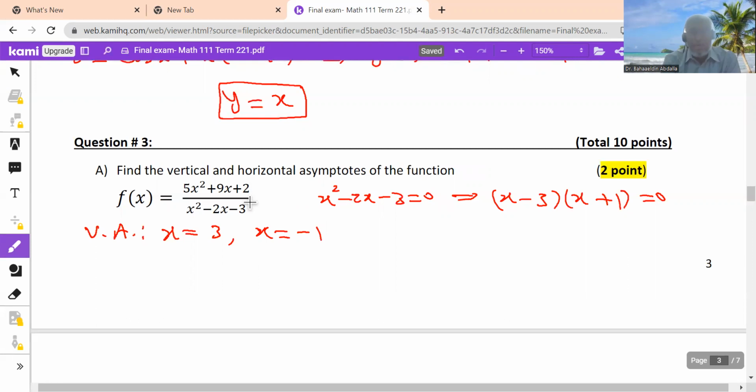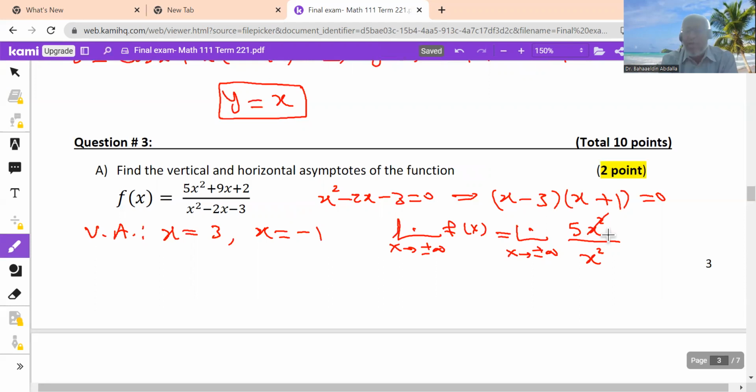What about the horizontal asymptotes? Well, to find the horizontal asymptotes, we find the limit of f of x when x approaches positive and negative infinity. For rational functions, positive and negative infinity will give you the same answer, because in both cases you take the term with the highest power on top, which is 5x squared, and the term with the highest power below, which is x squared. Now you can cancel x squared with x squared before taking the limit. And what would be the limit of 5 when x approaches positive or negative infinity?